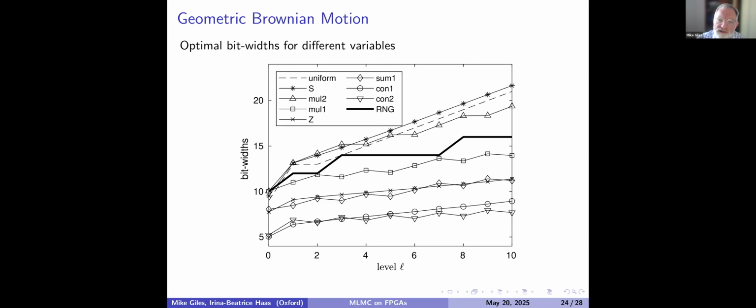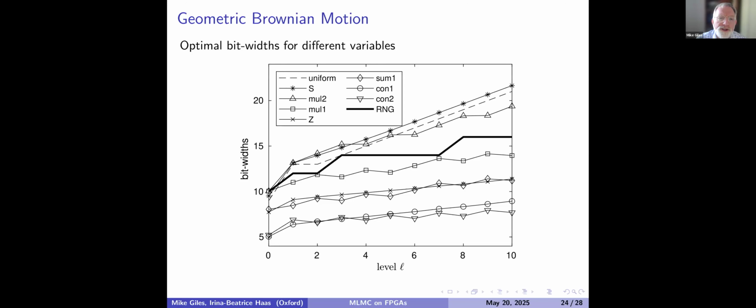Because as you have more and more time steps, if you have rounding errors on each time step, you get a greater accumulation of error. And so that's why as you go to finer time levels, we need more precision in holding S. Whereas starting at level 0, 10 bits is perfectly sufficient.